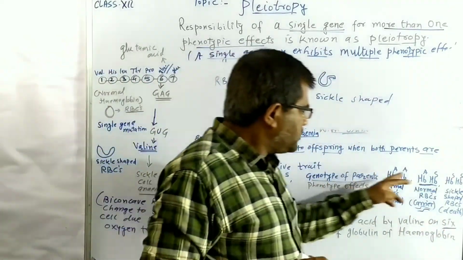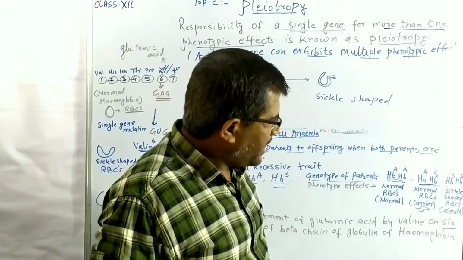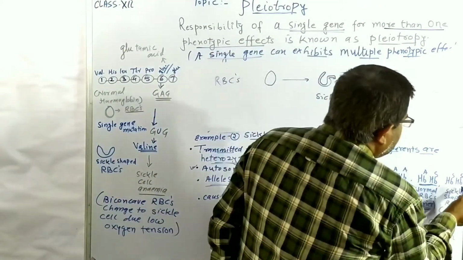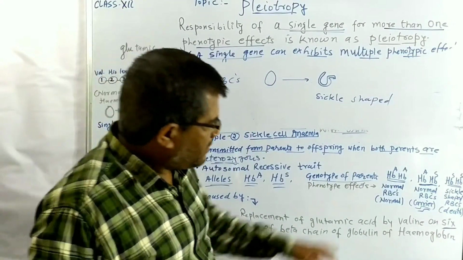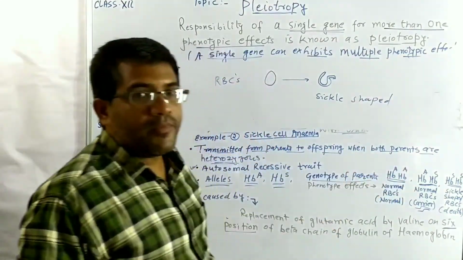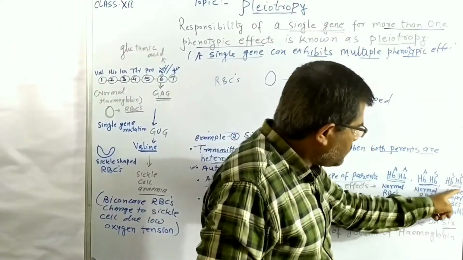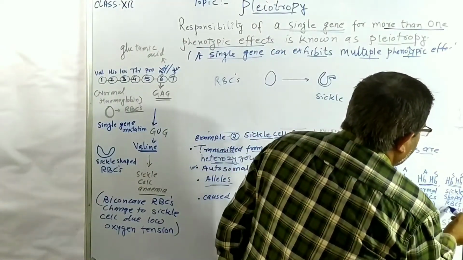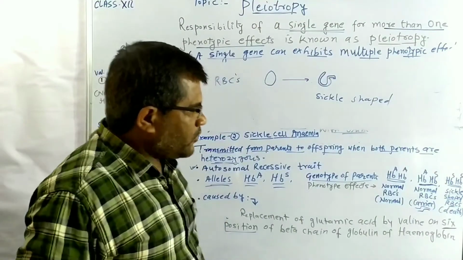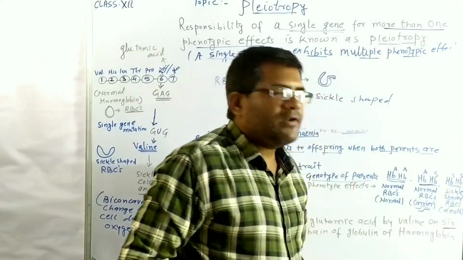And third parent genotype may be HbS HbS. In such cases, both recessive alleles are together. Here we had the normal dominant allele, but here are 2 recessive alleles. In such cases, sickle cell RBC are formed. So, if sickle cell RBC are formed, it leads to death.